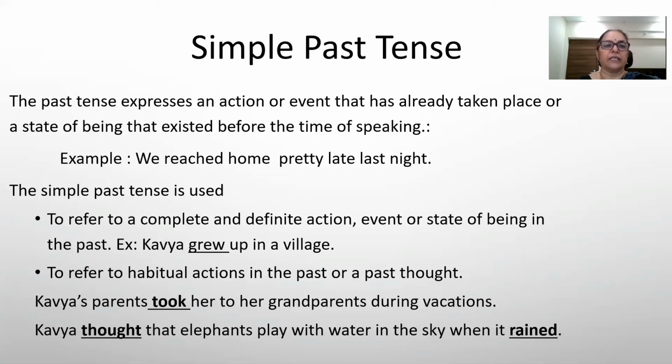And the simple past tense is used to refer to a complete action or event or state of being in the past. So Kavya grew up in a village. Whatever action happened long back, which was already over. And to refer to habitual actions in the past or past thoughts, which you had in the past.